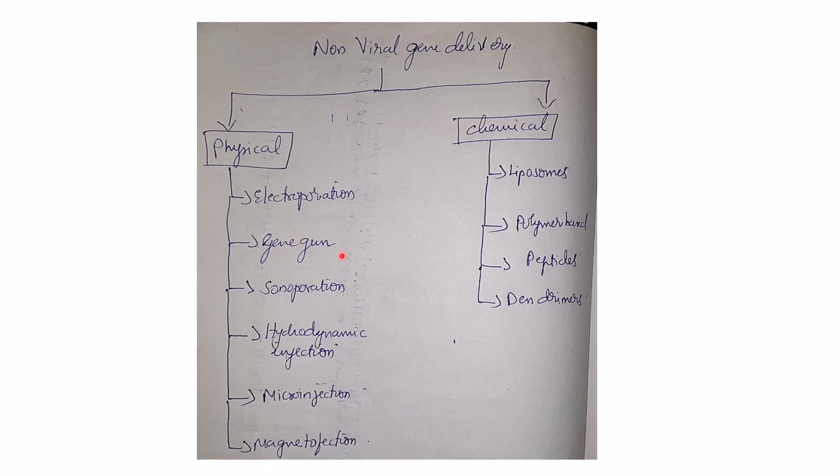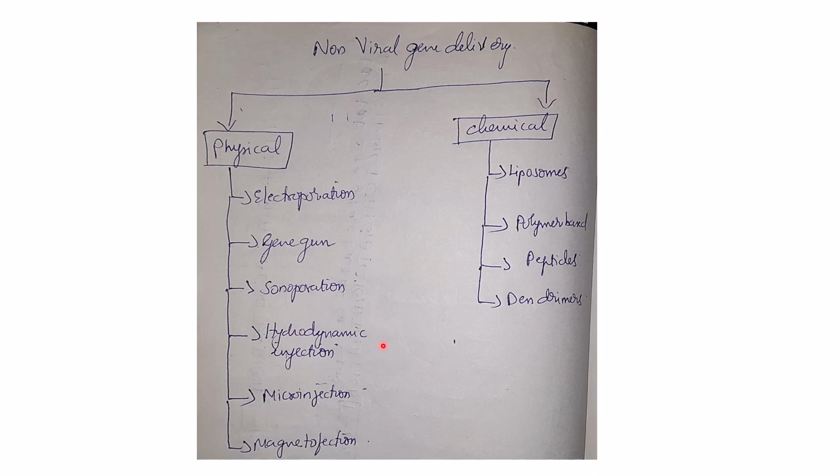So through gene gun, the genetic material will be coated onto a microscopic heavy metal, that can be your gold particle, and then it will be shot into the target cell using high pressure gas. Okay, high pressure gas will be used for shooting. That is called the gene gun method. Then there is sonoporation. Sonoporation means it will use ultrasound waves to create transient pores in the cell membrane, and through these pores your gene of interest can enter.